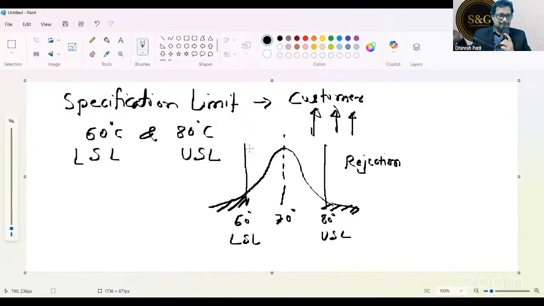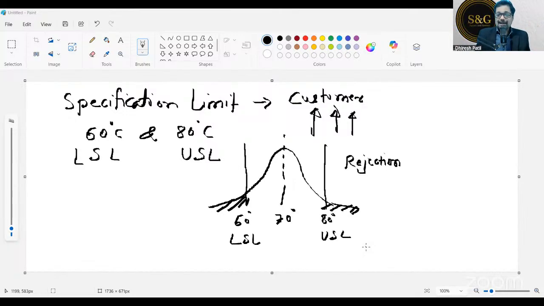Type in the chat box. Outside specification is rejection. What is within the specification? Range. No, it is not range. Range is the limit. Lower and upper is called range. No, stable is for the control chart, not here. You can call it as accepted product or okay product. Yes. See, when the outside is rejected, within is accepted, no?